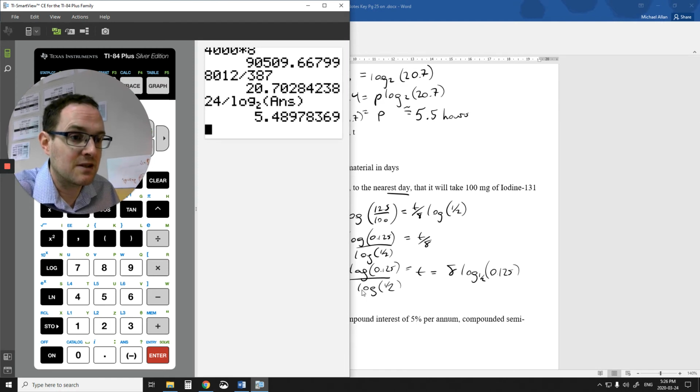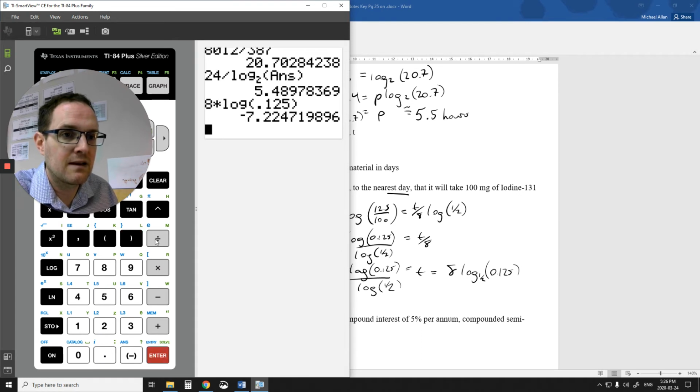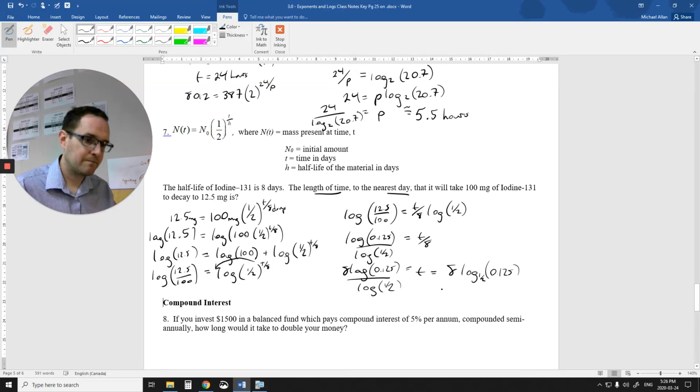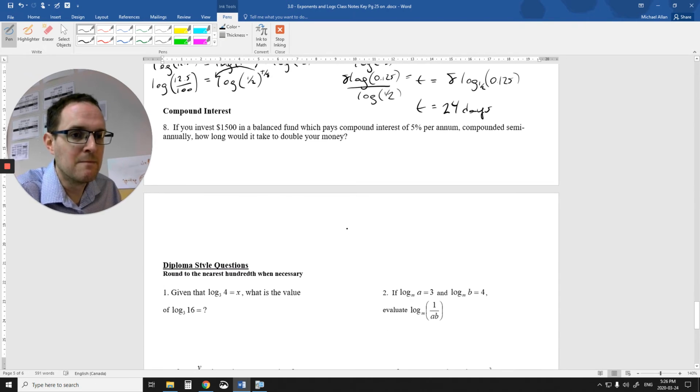I'm going to use this side over here. So I'm going to go 8 times log 0.125, and then I'm going to divide it by log of 0.5. So you get 24. So t is 24 days. It says do the nearest day, but it's exactly that many days, so I don't have to do any rounding or anything.